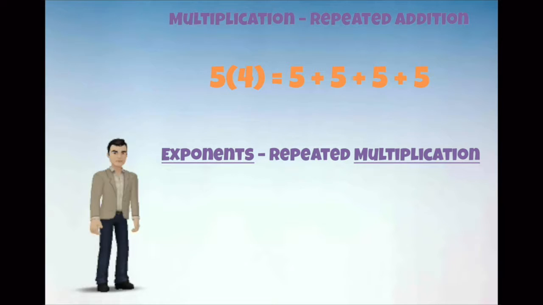Let's start off by looking at multiplication. As we know, multiplication is just a way to show repeated addition. Like this problem, 5 times 4 is the same thing as saying 5 plus 5 plus 5 plus 5. Well, exponents are kind of the same thing, except exponents show us repeated multiplication. For example, 6 to the third power is the same thing as saying 6 times 6 times 6.